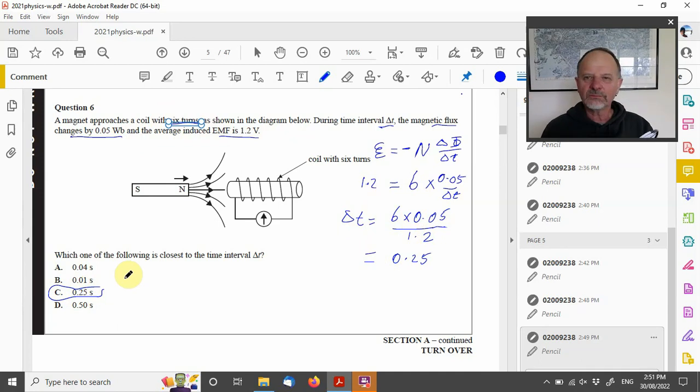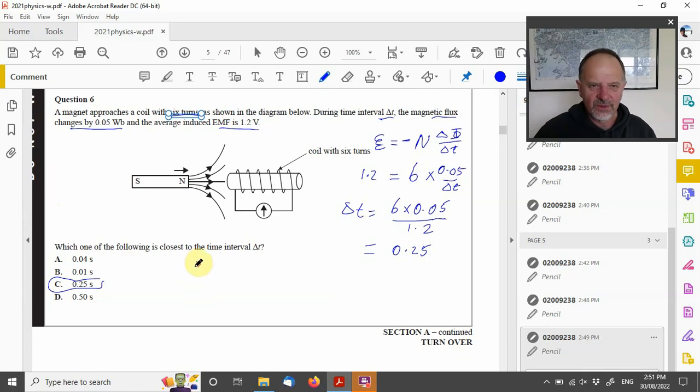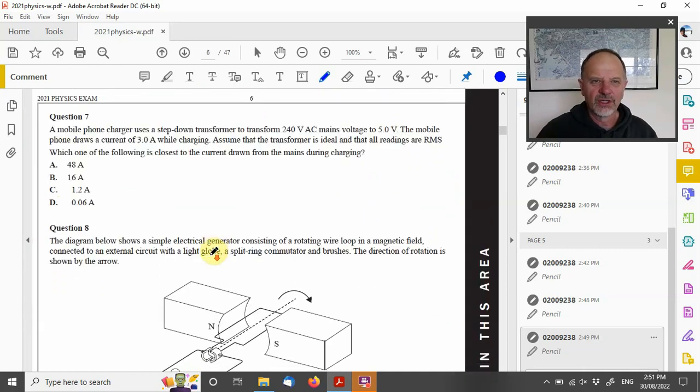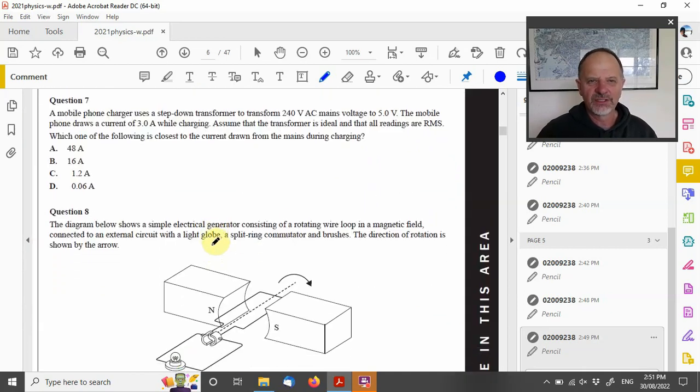All right, next question, question 7. Let me scroll down to the next page. There it is. A mobile phone charger uses a step-down transformer, 240 volts AC to a voltage of 5. The phone draws a current of 3 amps while charging. Assume the transformer is ideal and all readings are RMS. Which one of the following is closest to the current drawn from the mains?